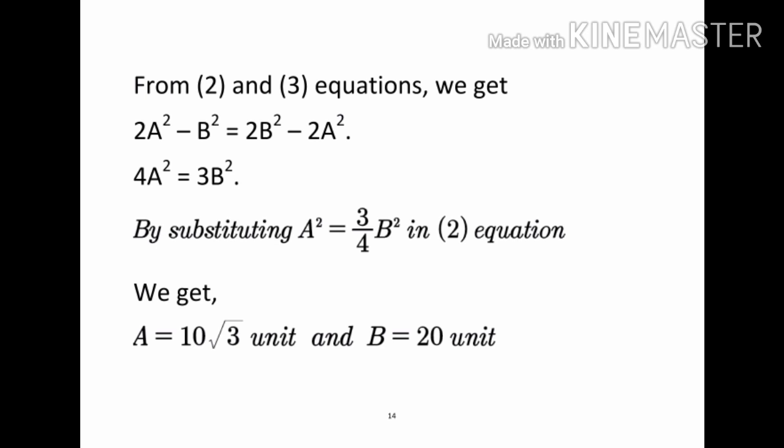Then from this, we can get a square equal to 3 by 4 b square, and this is substituted in the second equation, that is 100 is equal to b square minus a square. Then we can get a is equal to 10 root 3 unit, and it is substituted in either the second equation or the third equation. We can get b is equal to 20 unit. So in this manner, this problem is completed.